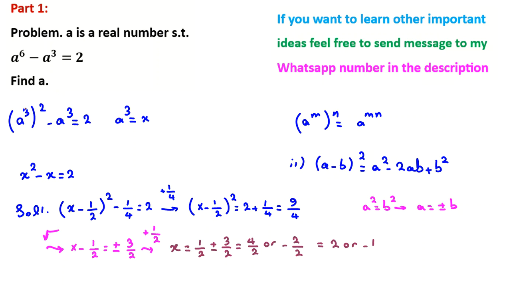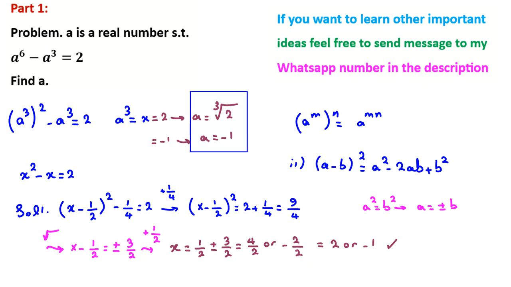If we check 2 for this part, x squared: 2 squared, 4, minus 2, 2. Negative 1 squared, 1, minus negative 1, 2. So, okay. What was x? A cubed. So x is 2 or negative 1. So for this one, a is the cube root of 2. And for this one, a is negative 1. So we found two answers for a.